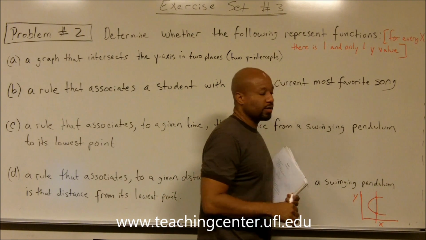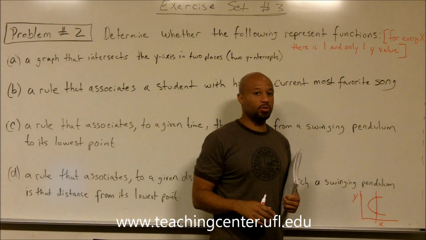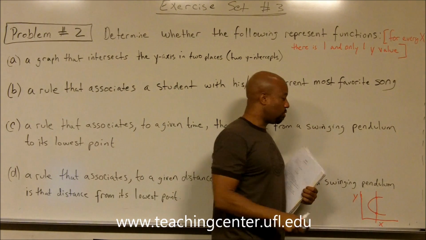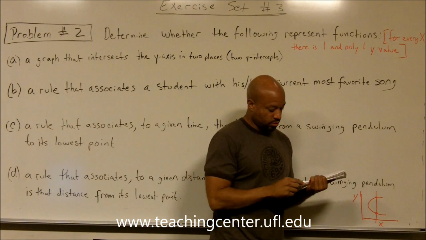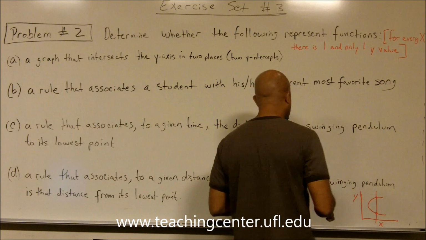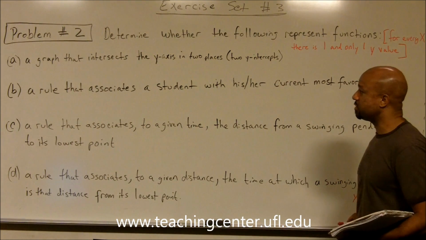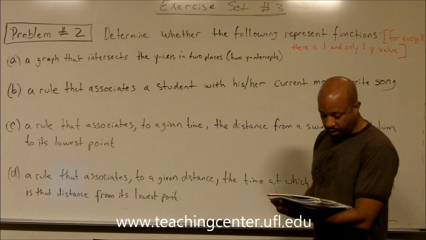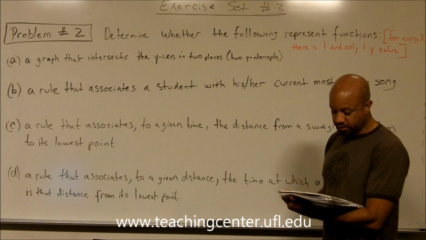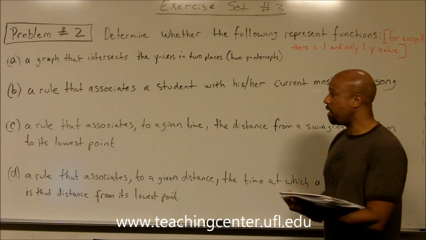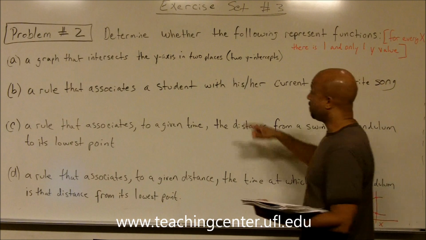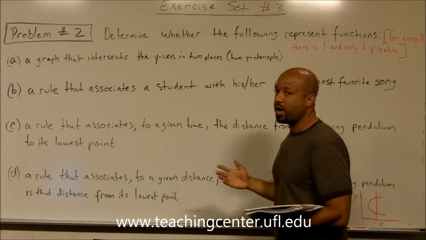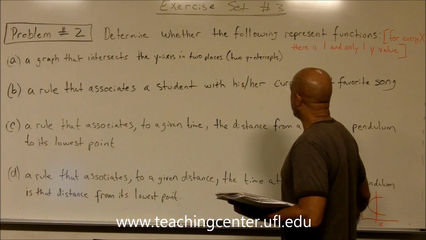So one way to test if something is a function is to either determine whether this statement is true or through a vertical line test. So we're going to go through each one of these parts, keeping the definition and the vertical line test in mind. And the first part, part A, says a graph that intersects the y-axis in 2 places. For example, 2 y-intercepts. So if we have a graph that intersects the y-axis in 2 places, well, the y-axis basically serves as our vertical line.